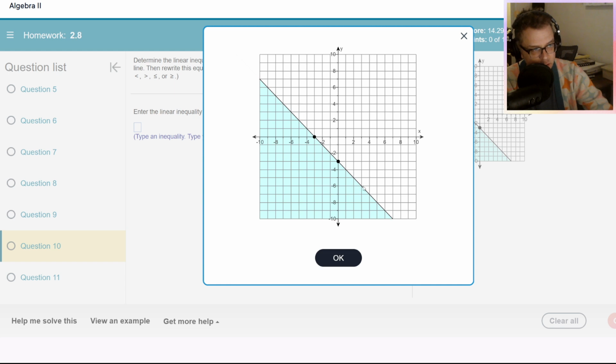It's negative x because the slope is down 1 over 1, down 1 over 1, down 1 over 1. It intercepts at negative 3. It's solid and everything below it is shaded. So that means your y has to be everything that is less than that, everything below that.